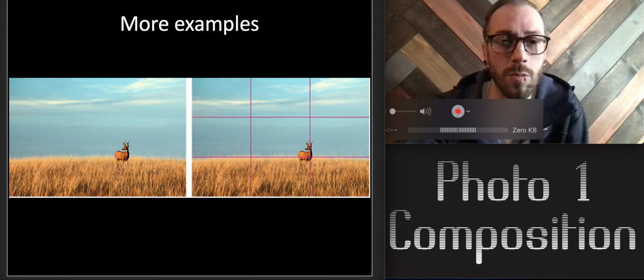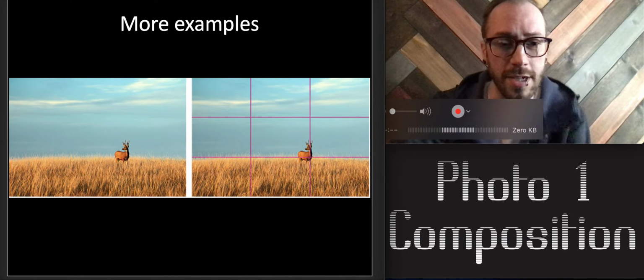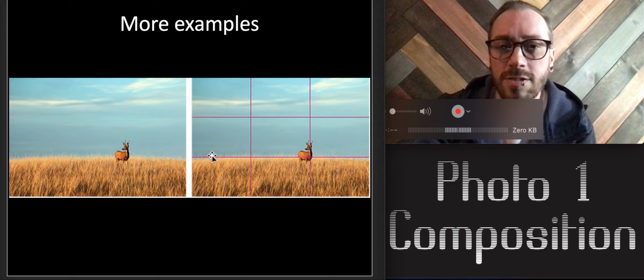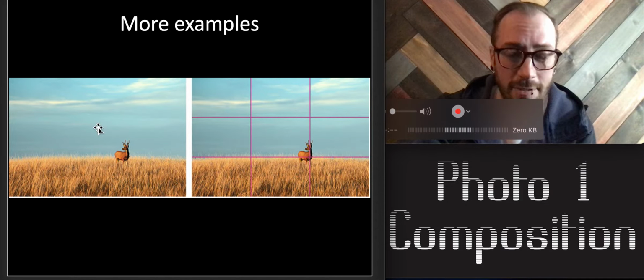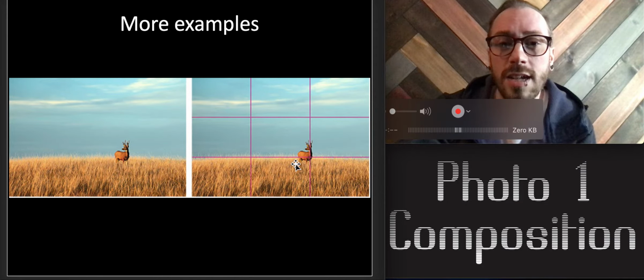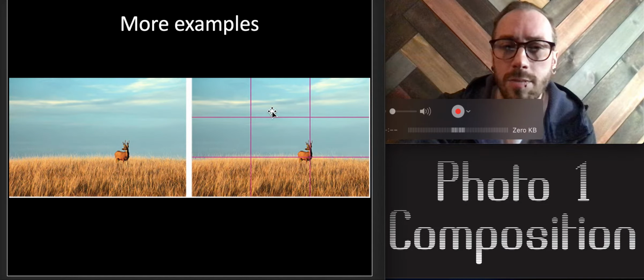Now we'll get into some more examples. Here's a lovely little deer hanging out on a field. The photo on the left doesn't have any lines. The photo on the right obviously does have lines. So the top third is being taken up by some of the clouds in the sky.